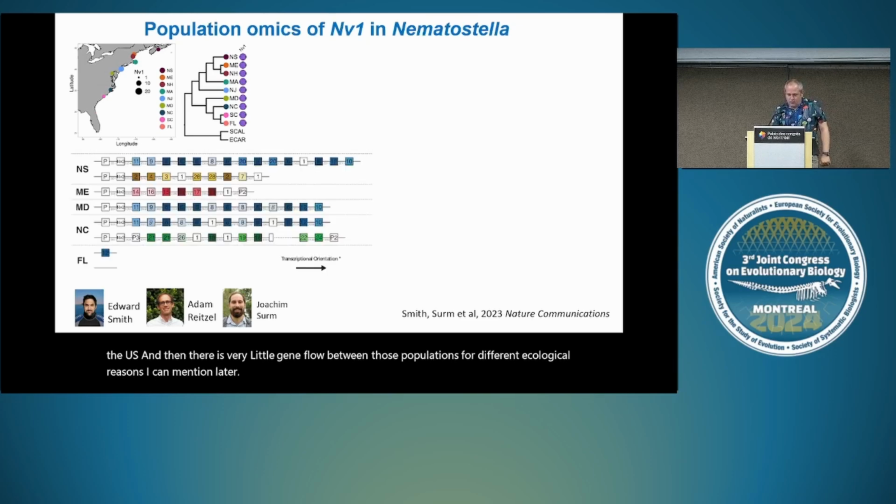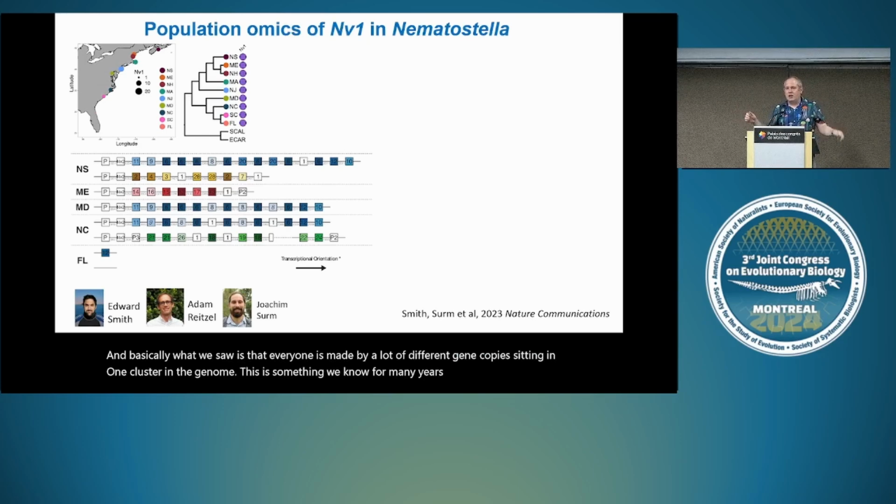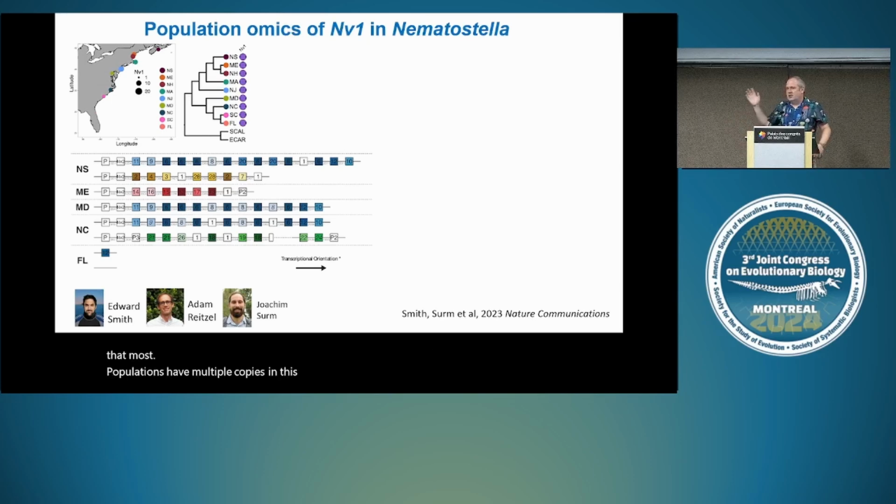Basically, what we saw is that NV1 is made by a lot of different gene copies sitting in one cluster in the genome. This is something we know for many years now from the lab strain. But when we looked at the different populations, we could see that this composition changes dramatically. Each box in this diagram is a single copy of NV1, and most populations have multiple copies in this cluster. This makes a lot of sense if you need to make a lot of NV1 simultaneously for secretion.